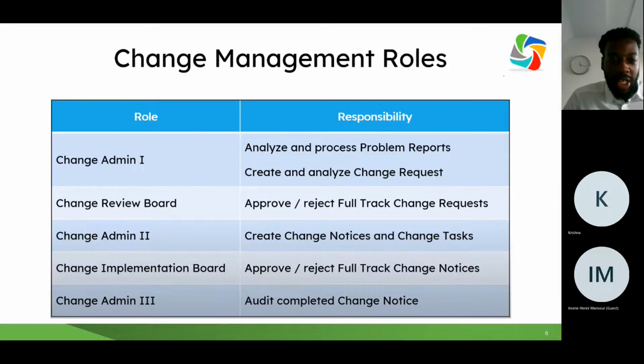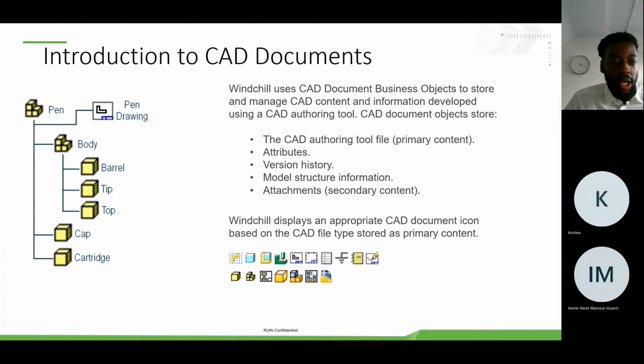Cool. So now we go a little into the interactions between Windchill and the SolidWorks application. Before that, I'll just do a quick introduction to working with CAD documents. So Windchill uses CAD documents, or sometimes they call it business objects, to store and manage any CAD content or information. So if you develop something in your CAD authoring tool, Windchill will store this data and any attributes associated with that new file or that new product you've created.